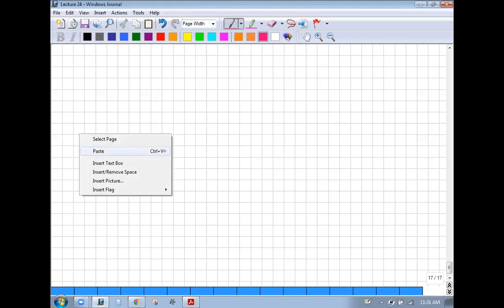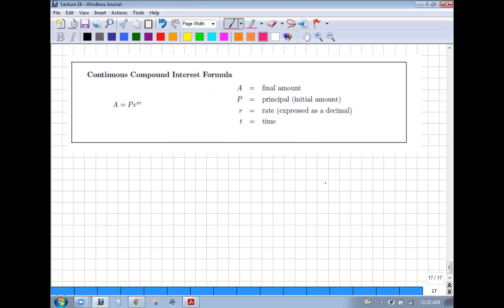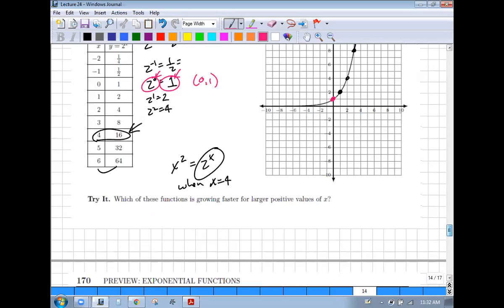So again, if you compound continuously, you end up with P e to the RT, right? Basically, you had A equals P times (1 plus R over N) to the NT. As N goes to infinity, this goes away, but you end up with 1 to the infinity power. The P stays the same, but that goes to e to the RT. That's how you get continuous compounding of interest.